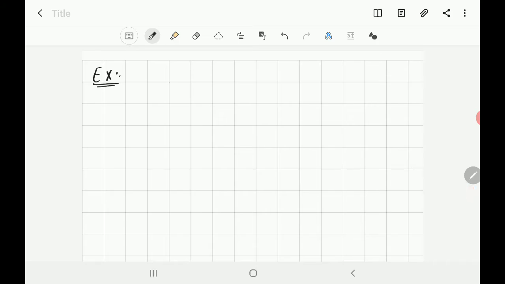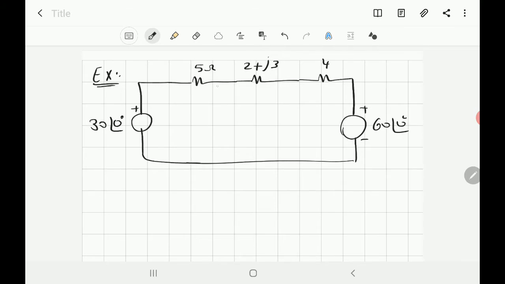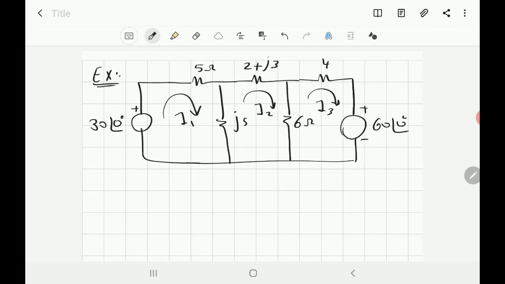That's an easy one. You have 5 ohm and 2 plus J3, 60 on angle 0, 30 angle 0. We have another branch here, J5, another branch here, 6 ohm, and the mesh currents I1, I2, I3. So we need to find the currents.